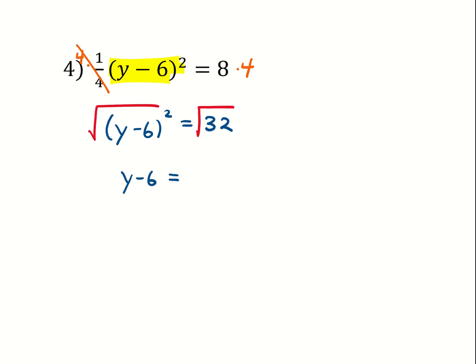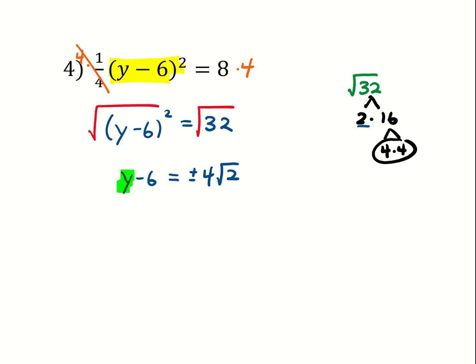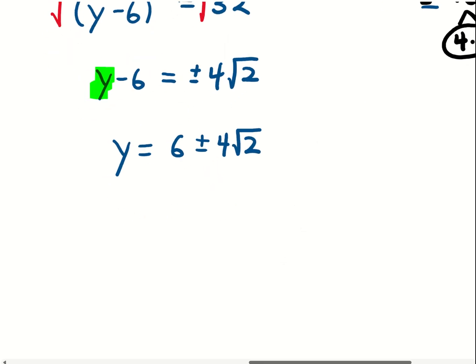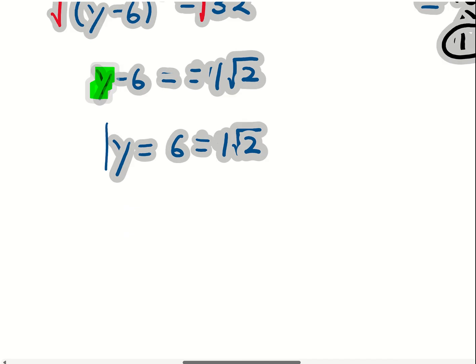y minus 6 is on the left, and then we're going to do some side work again with the square root of 32. If we break this down, we can do 2 times 16, and then 16 is a perfect square. That's 4 times 4. So we can rewrite that as 4 radical 2, because the 2 doesn't have a partner. Don't forget your plus or minus. And then we have another situation where we have to get the y by itself. We can do that by adding 6 to both sides. So that's positive 6 plus or minus 4 radical 2. This time, we do not have like terms, so we leave our answer just like this.